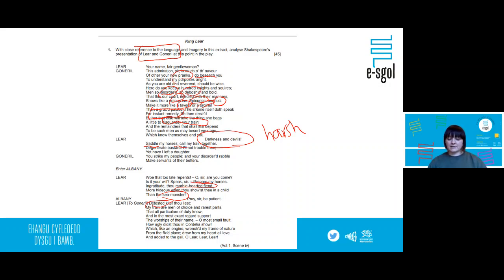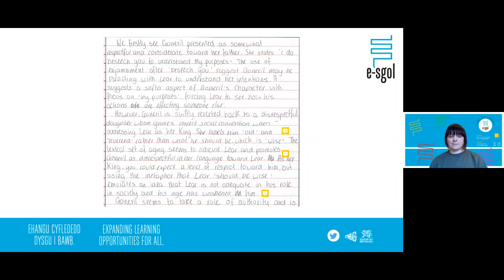Oh, Lear, Lear, Lear. So like I said, there's a sense of recognition of that ill treatment of Cordelia, and a clear sense that he has made a mistake. That's emphasised by words such as "small fault", and you can also look at the idea of "ugly" as well, where he says, "how ugly didst thou in Cordelia show?" All right. So we'll have a quick look at another example answer.